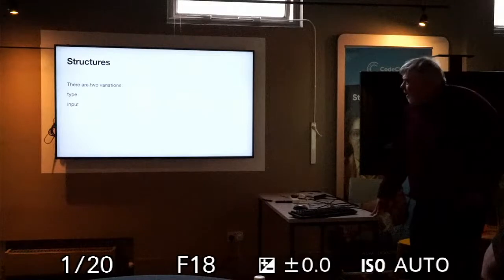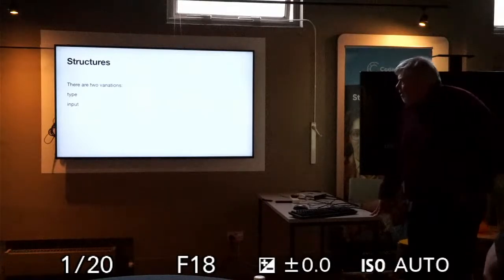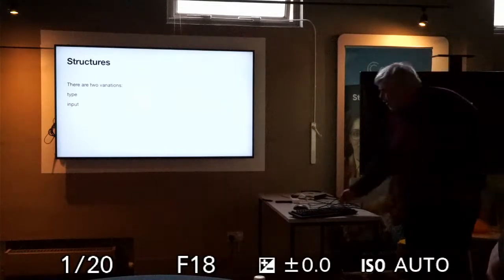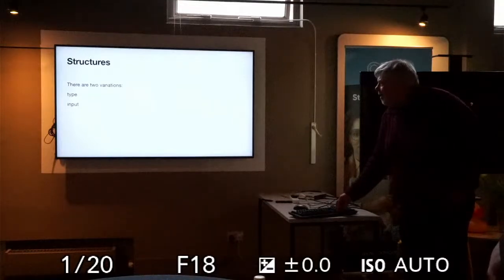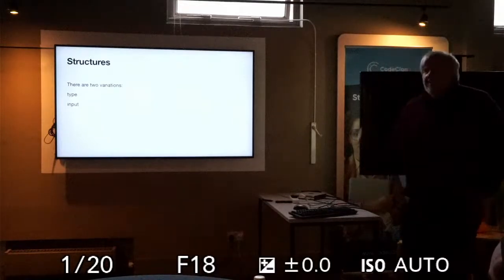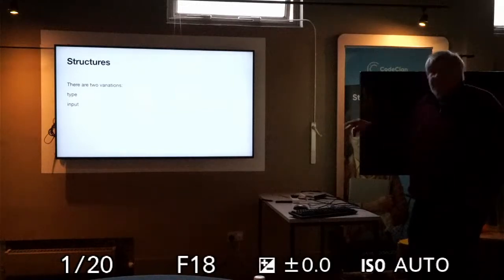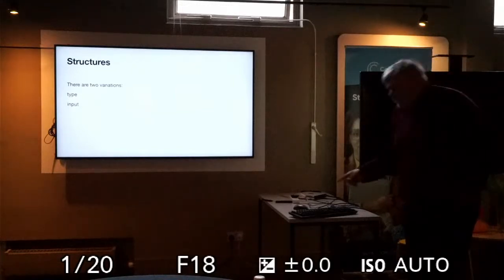There are two variations of structures, type and input. Input is only going into mutations. Type is coming back from a query or a mutation. You don't have to declare a type coming back from the thing. If you want, you can declare an array of strings or just a single string. It's up to you.